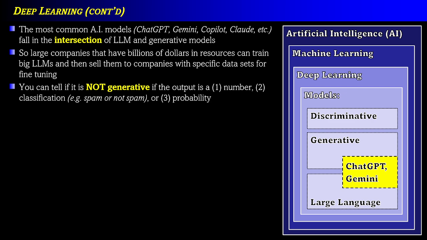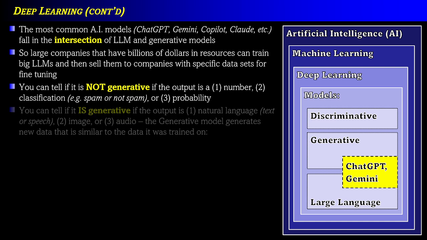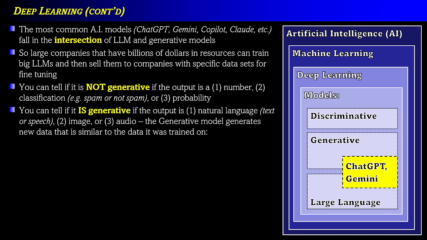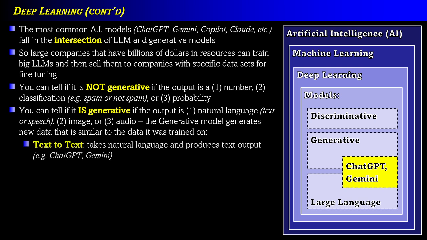So here's a way you can tell. Is it generative or not? Well, if the output is a number, or a classification like spam or not spam, or a probability value like, say, 38%, then it's probably not a generative model. How can you tell if it is a generative model? Well, if the output is something like language, like text, like please write me an essay, or an image, please create me a picture of a dog, or audio, the generative model generates new data that is similar to the data that it was trained on.